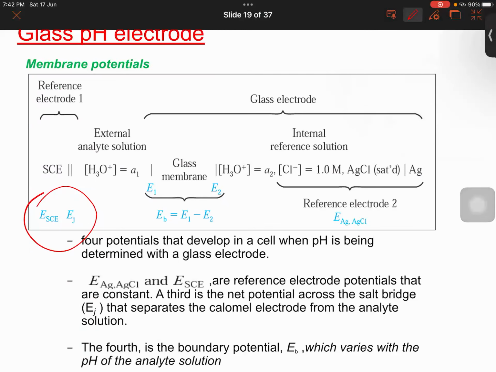So this is the whole redox reaction that is happening for the glass pH electrodes, and this is supposed to be the liquid junction. Sorry, the working electrodes or indicating electrodes, and we have the reference electrodes. The net potential, of course, the salt bridge, EJ, I'm sorry.